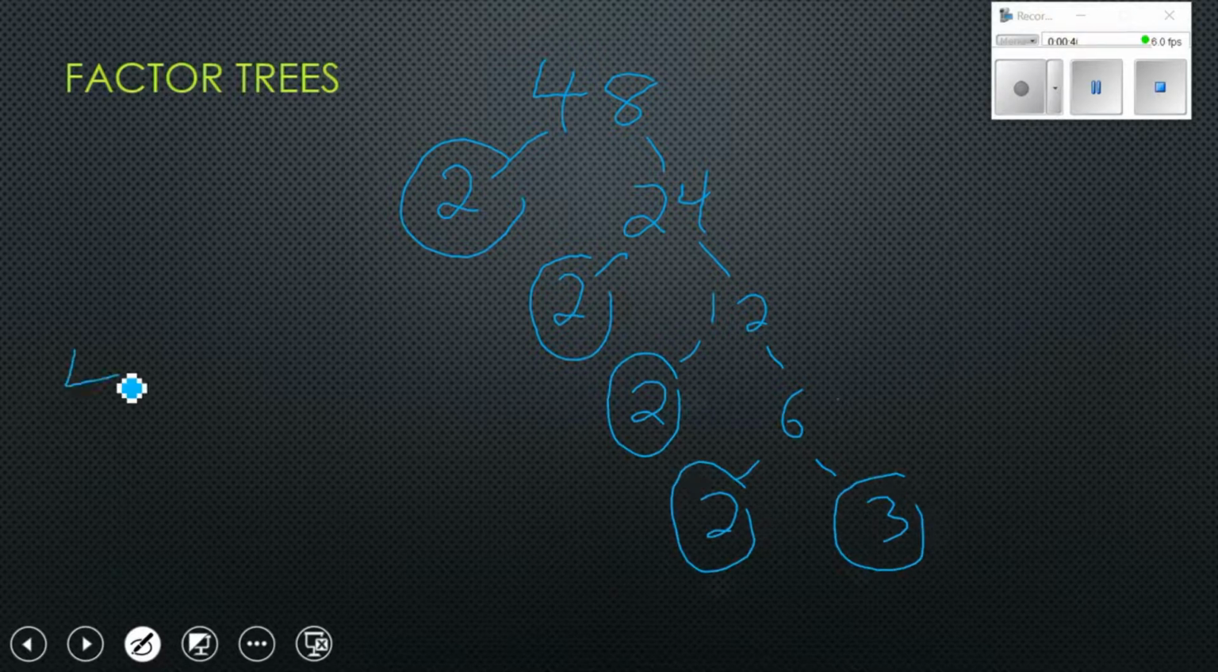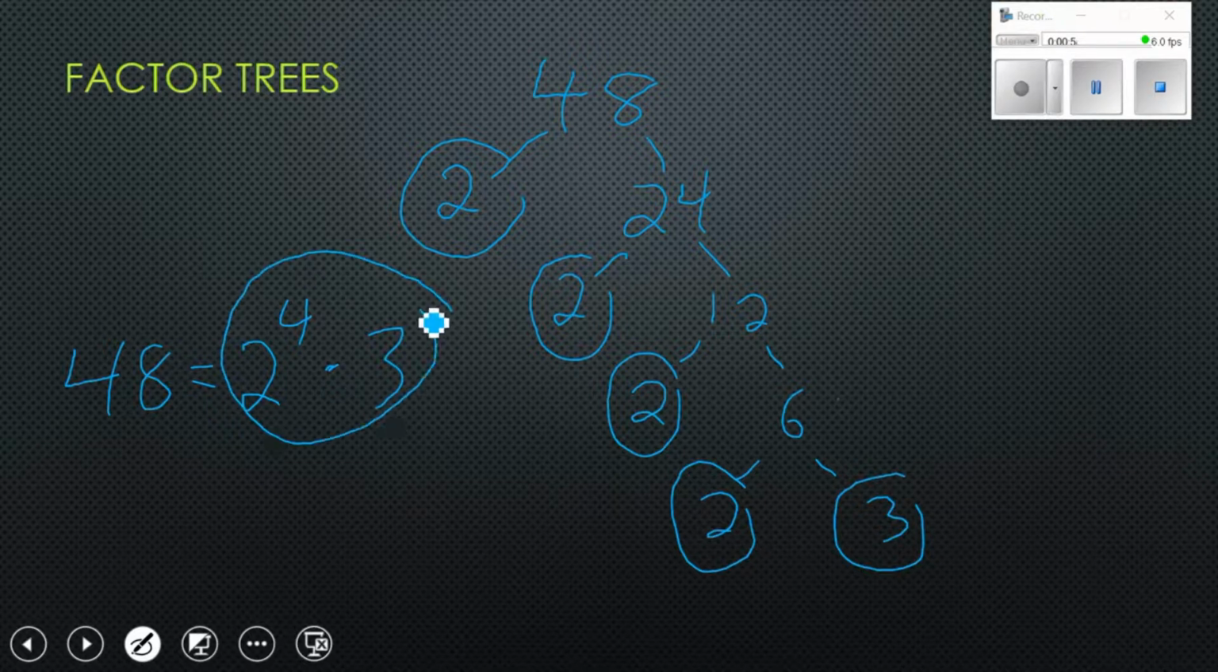So we can write 48 equals 2 times 2 times 2 times 2, which is 2 to the 4th, times 3. So we have successfully factored 48. Let's also look at a variable example. If we have a to the 3rd, that's going to equal a times a times a. Just an example with some variables there.